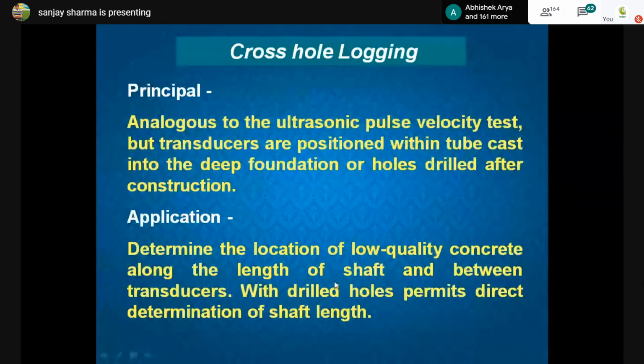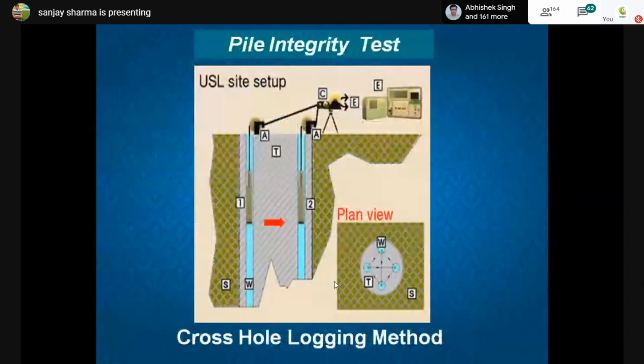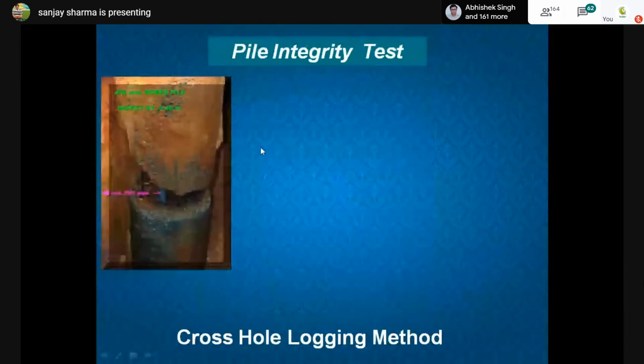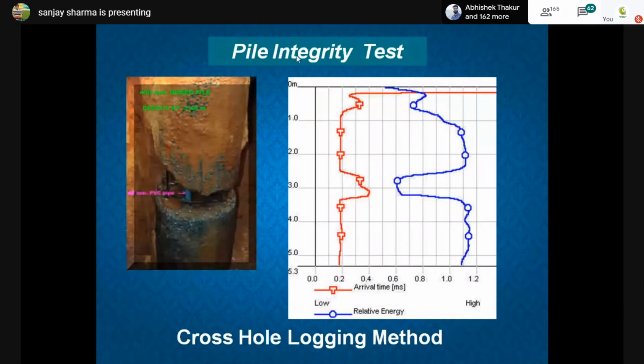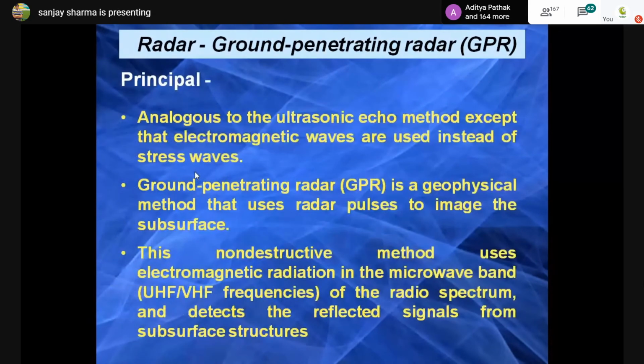So you can take permission to drill, and basically this is again nothing but a UPV test only, and this is the cross hole. Here you get the relative energy and the arrival time, and that energy has been correlated with your imperfection. Next is GPR, ground penetrating radar.